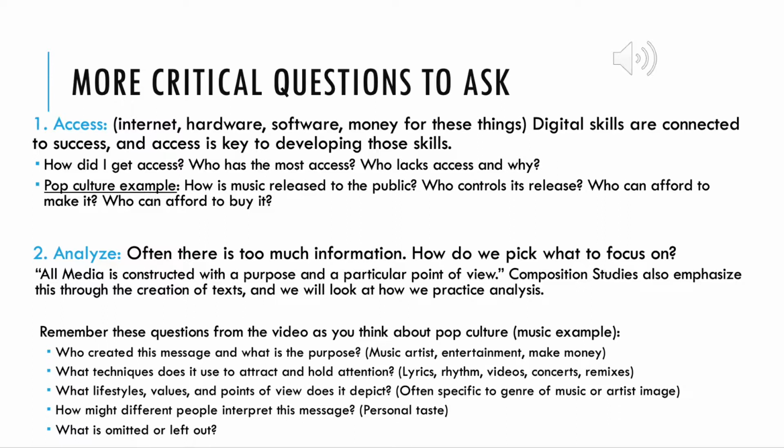Number 2, analyze. Often there's too much information. So how do we pick what to focus on? The lecture says all media is constructed with a purpose and a particular point of view. In composition studies, we also emphasize this through the creation of texts, and we're going to be looking at how we practice analysis through different means, particularly through the rhetorical triangle. How do we break things down in order to understand the way that texts are affecting us?